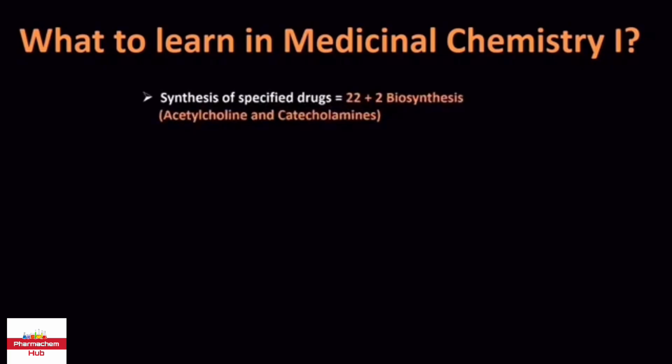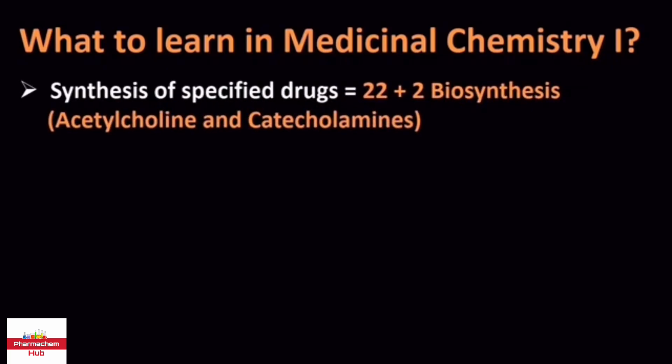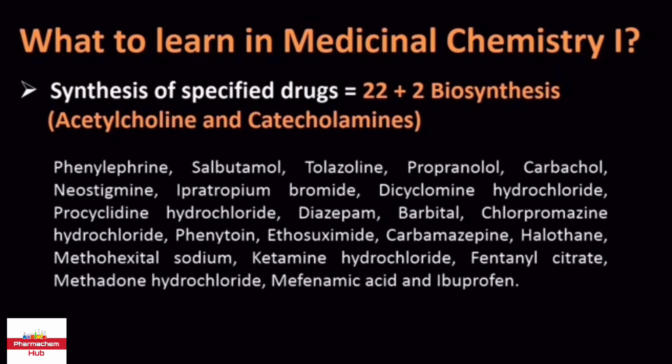Then, the next important thing you have to learn in medicinal chemistry 1 is the synthesis of specified drugs. 22 drugs are there along with 2 biosynthetic pathways. I have already made videos on biosynthesis of acetylcholine and catecholamines. Please watch those videos also. About these 22 drugs, you will get videos within 2 days from now. While writing the synthetic pathway, you need not explain the mechanism of reaction, that is, how the reaction proceeds. But you must know what changes are occurring during the reaction. That helps you to remember the pathway. If you want to know how I teach the synthesis, you can watch my video on phenytoin, where I have explained the synthesis of phenytoin.